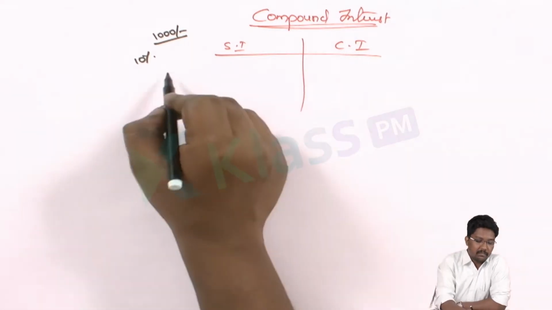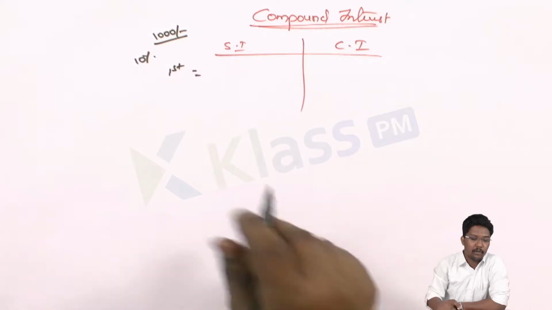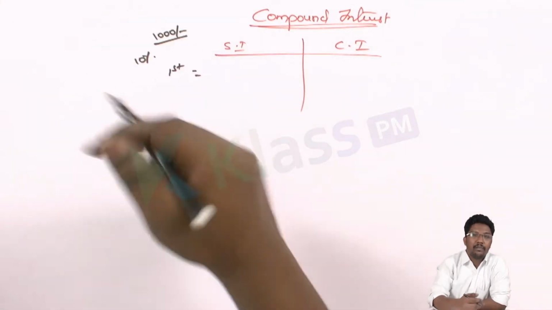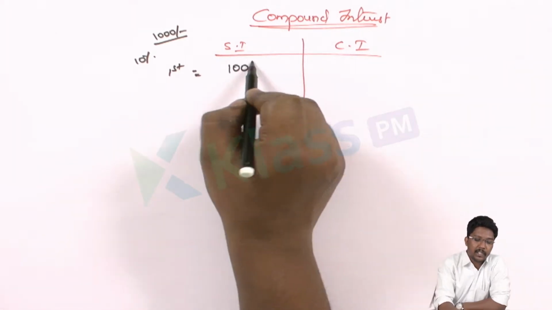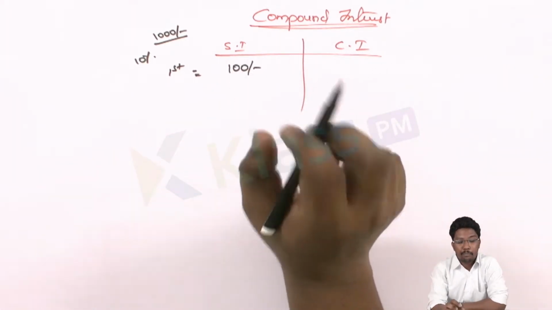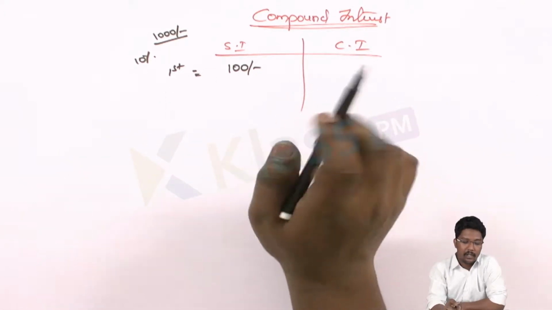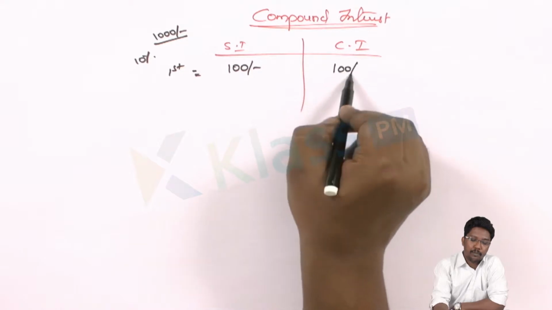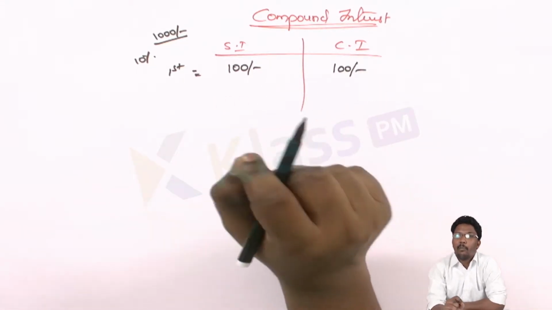First year, I have to pay 10% of 1000 rupees. So what is 10% of 1000 rupees? 100 rupees. As interest, I have to pay only 100 rupees extra, but my initial amount will not change. For the first year, I have to pay 100 rupees as compound interest. Means, for the first year, simple interest and compound interest are the same.